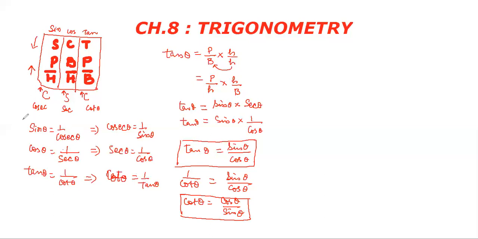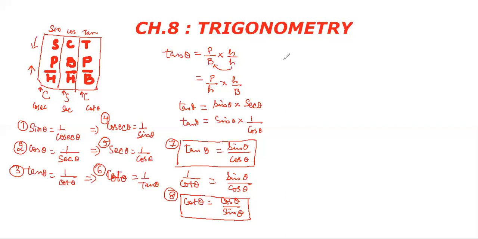So in total, now we have 8 important fundamental formulas: 1, 2, 3. This is the fourth one, then fifth, then sixth. This is the seventh formula that we get, and this is the eighth formula. Cos theta upon sine theta is equal to cot theta.